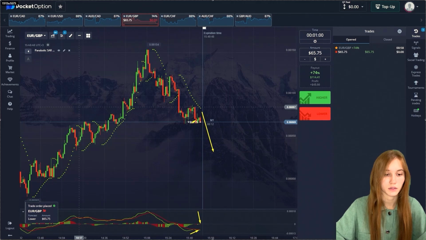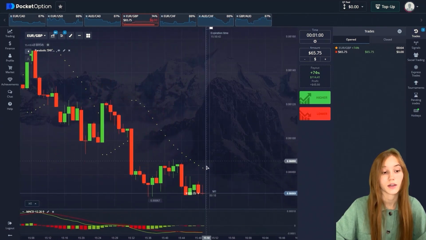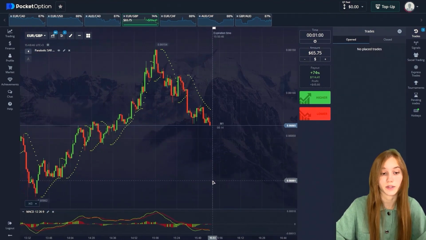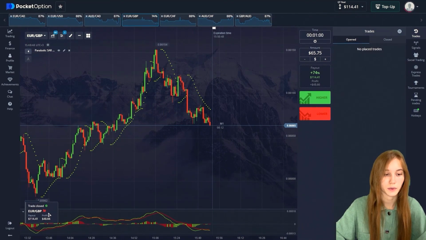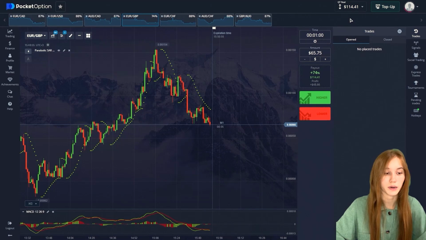So 5 seconds, of course. Yeah, plus deal. Profit is $48. $10 was, and now it's more than $105 on our balance. Let's move on.